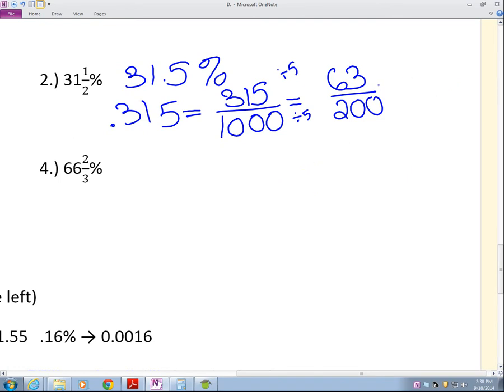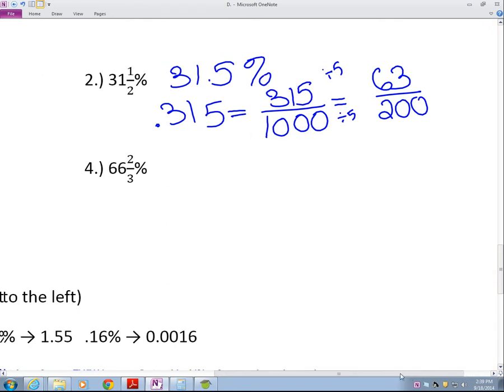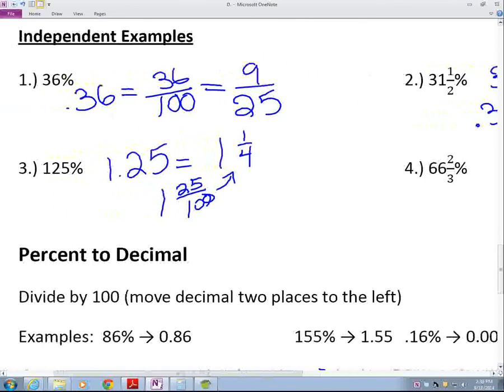Too much thinking. Yes. This is what math is. This is what math is. That's why I love it.